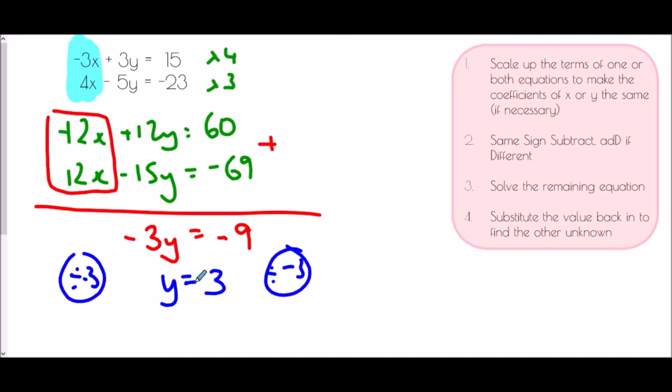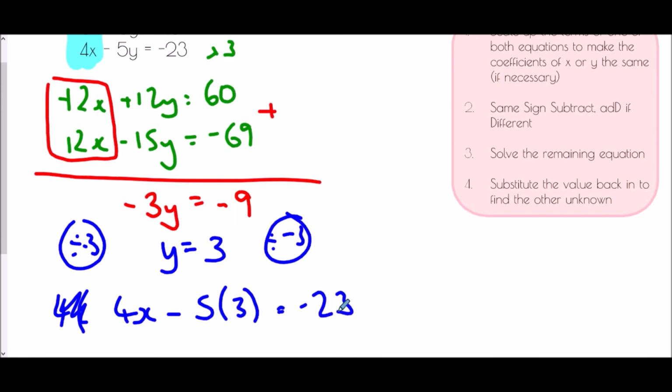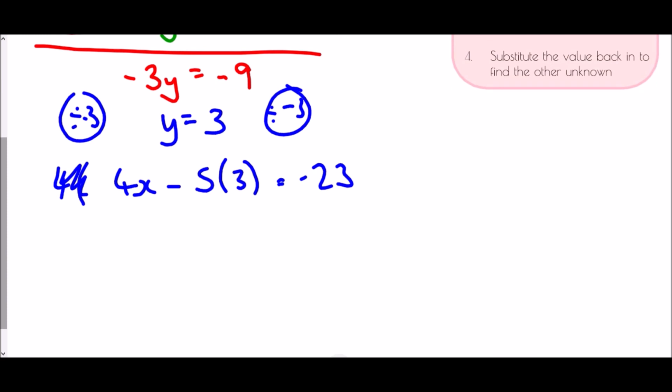Let's substitute that back into one of our equations. I'm going to use the second one. So 4x take away 5 brackets 3 equals negative 23. 5 times 3 is 15, so it's 4x take away 15 equals negative 23. So next I want to add 15.